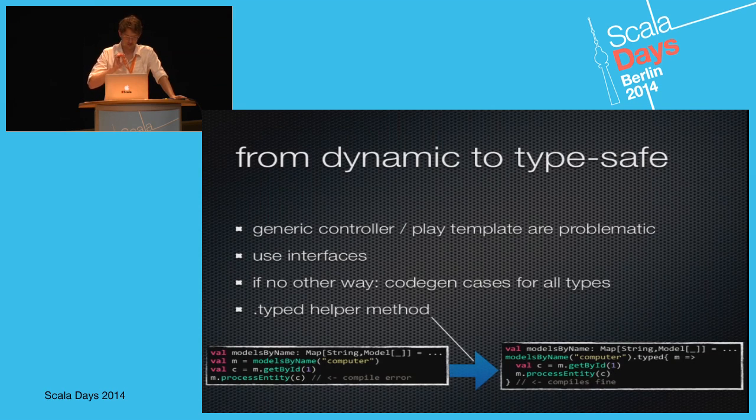well, basically the answer is interfaces, and sometimes you may have to CodeGen stuff for all the models, but I managed to get around that. And then I came up with this .typed helper method, but you'll probably better look at it.